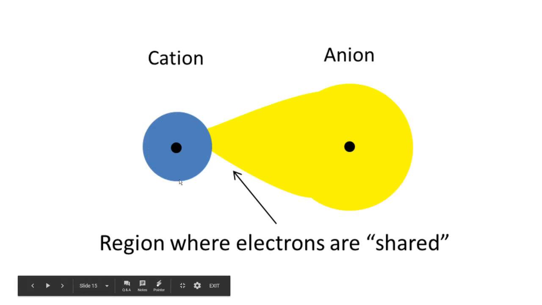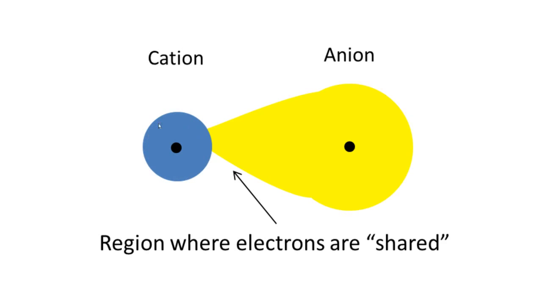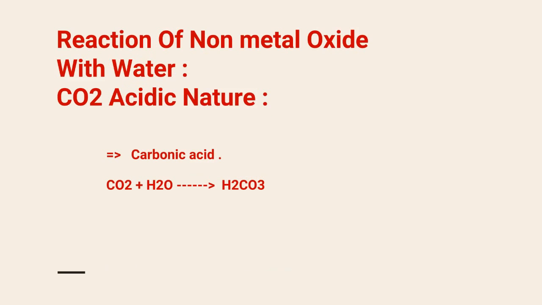Now this is the cation. As the oxidation state increases, the polarizing power increases and it attracts the OH negative ions towards itself, and this is the region where the electrons are shared. So the cation with higher oxidation state will attract the OH negative ions in the solution, and H positive ions will be released, and the solution will become acidic, and that is how the acidic nature increases. Now let's see the reaction of non-metal oxides with water.